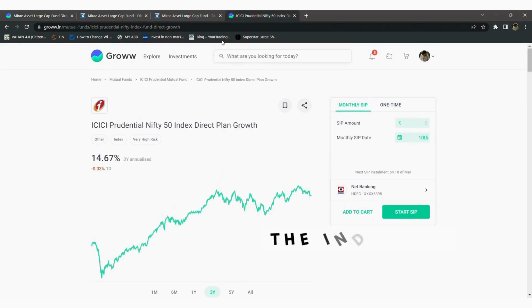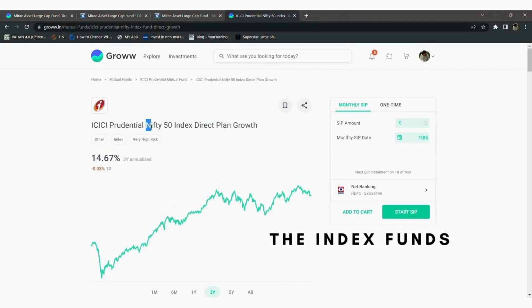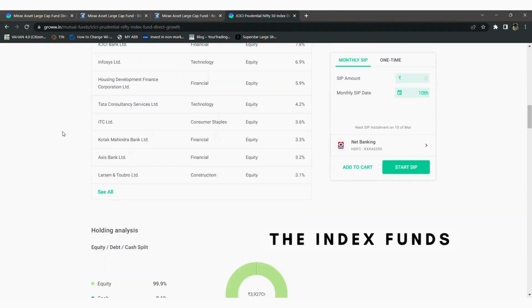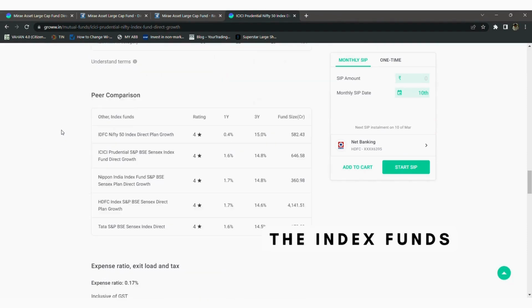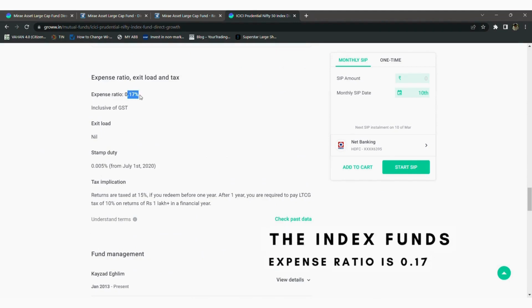There is another type of fund called the index funds. Here I am taking the ICICI Prudential Index Fund as an example. This fund will invest in the Nifty 50 index, which contains the top 50 companies in India. So the performance of this fund will be in line with the Nifty 50 index. If you check the expense ratio, it is 0.17, and these index funds usually have the lowest expense ratio.